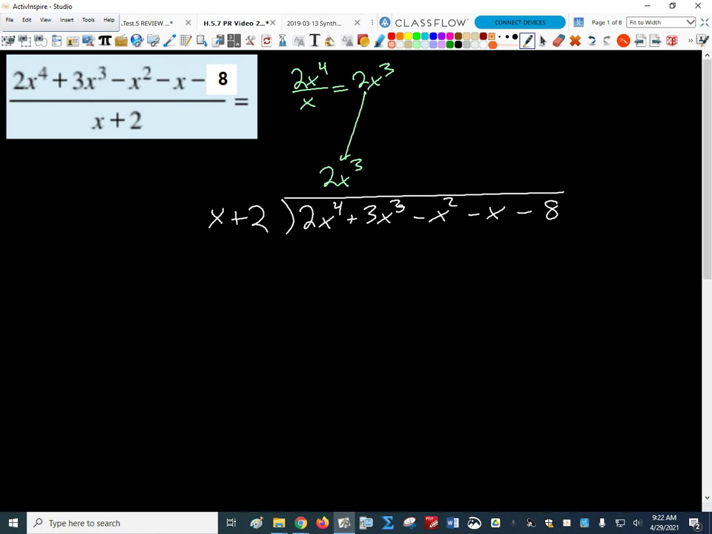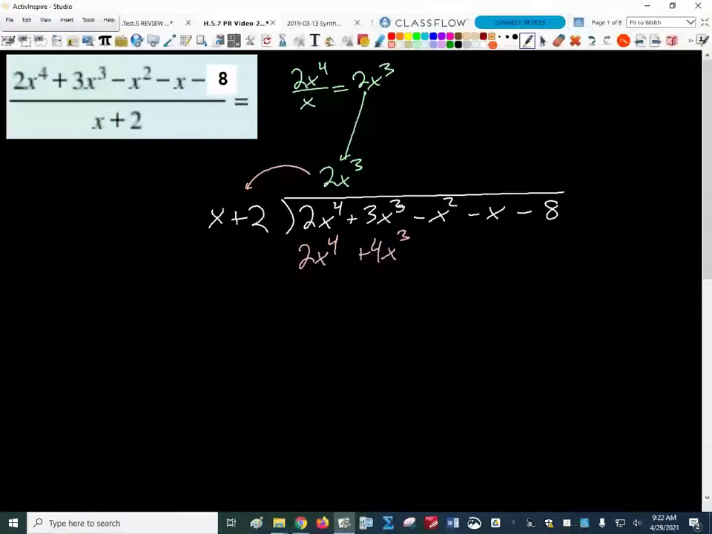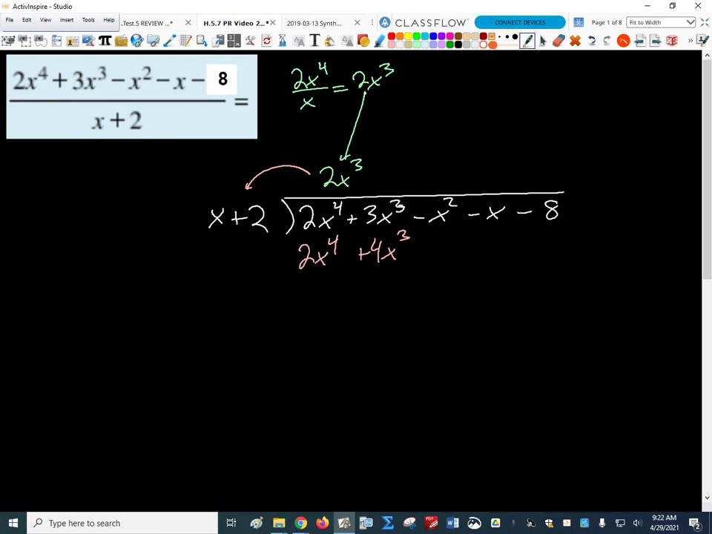Okay, good. So we're going to distribute, aren't we? We're going to distribute that down to here. And that's going to give us our 2x to the fourth plus 4x cubed. Good. Now what? Subtract. And to make it really obvious that we're subtracting, we're going to put a negative outside and put the whole thing in parentheses, right?